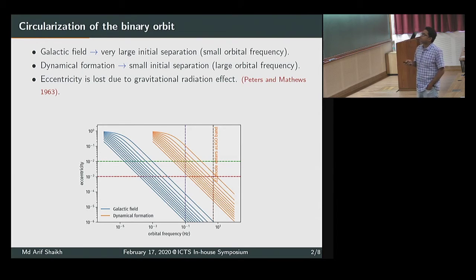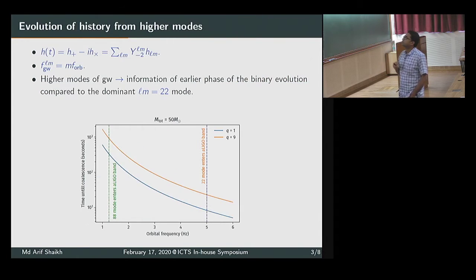But the thing is, how can we actually probe this region? I will argue that if we include higher modes, then we can have information from this region. So let me just explain what these higher modes are.